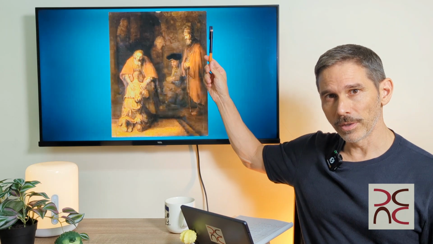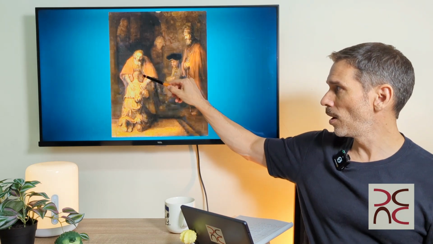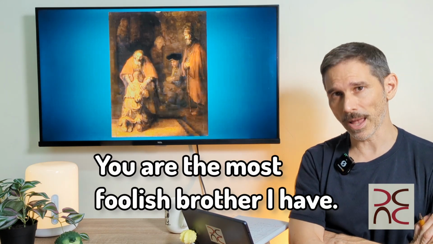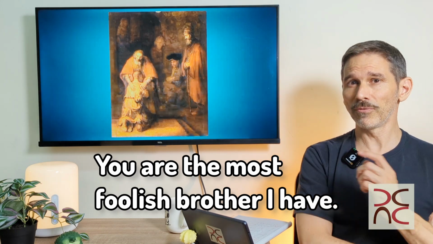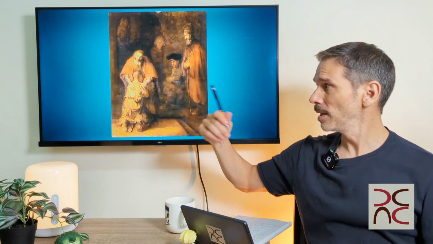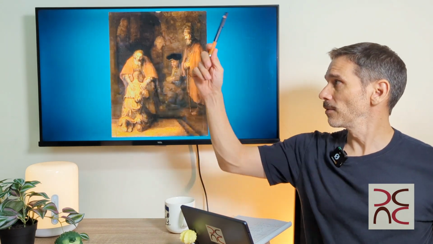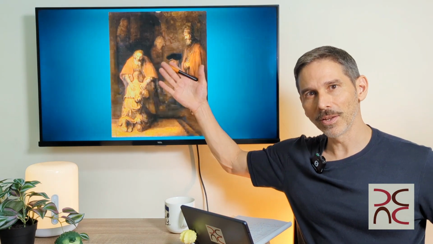The older brother is looking down on his younger brother, and he is looking with judgment on his younger brother. He's judging him, thinking, you are the most foolish brother I have. You were not wise. You were very, very stupid, not smart. And he is not really welcoming him, but he's standing and looking down on him, judging him. The father is not judging him. The father is welcoming him, forgiving him, and happy to see the young son home.